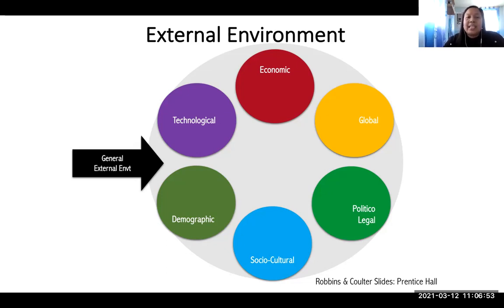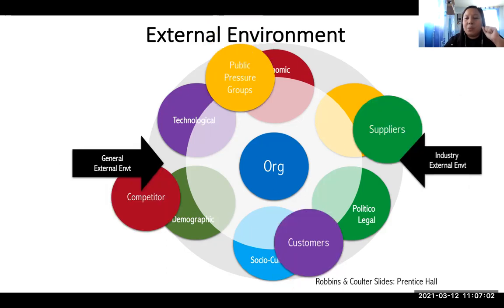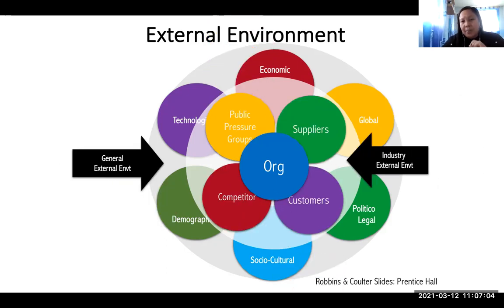Again, the general environment is also termed as macro environment or the so-called external environment. In between the macro and the internal environment, we have the so-called task or industry environment. And what are those factors? We have the suppliers, the customers, the competitors, and the public pressure groups. All right? And then we have the internal organization, which we will assess based not just on the functional areas, but also the capabilities, the resources, and the organizational culture. All right? So I hope that's clear.